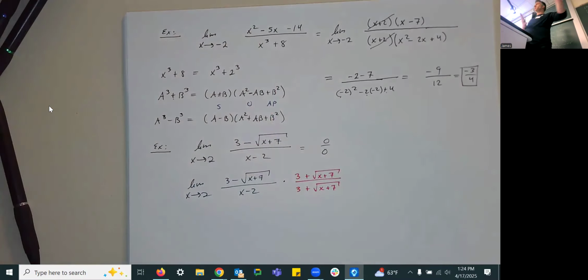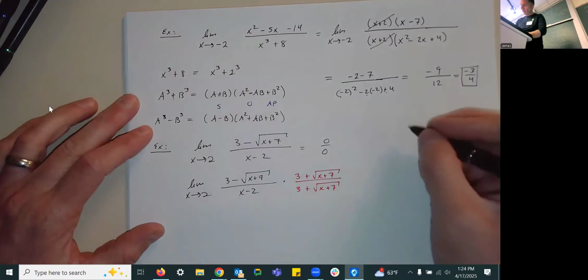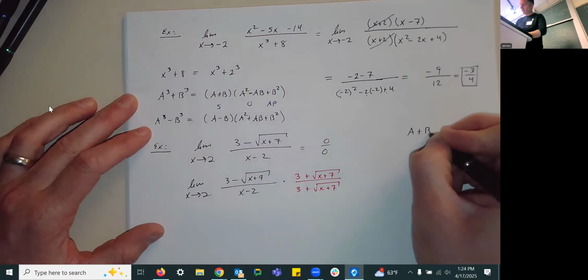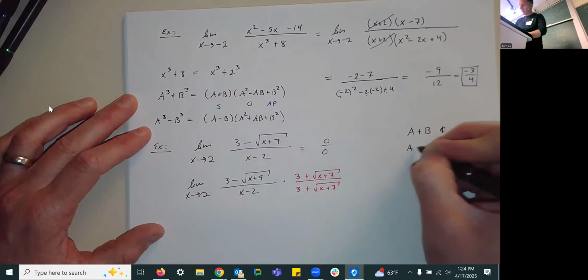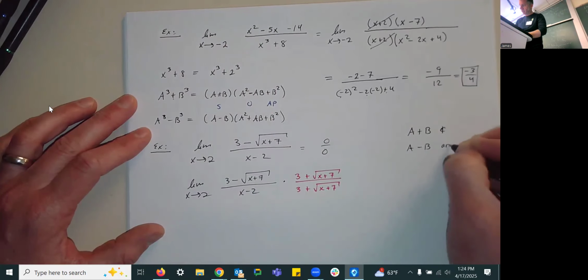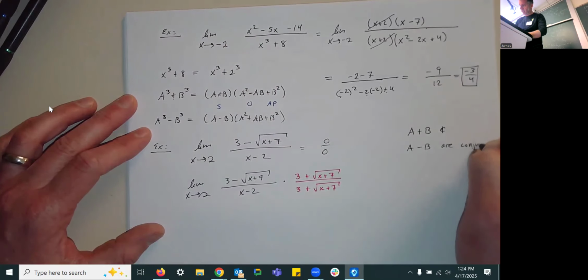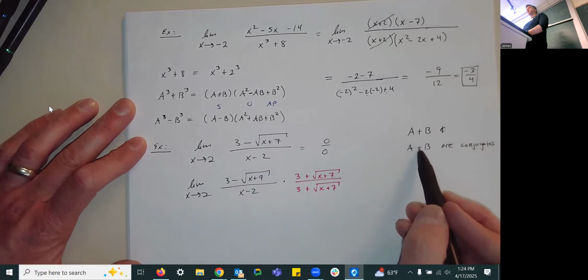Also, just to make sure everyone's on the same page, things are conjugates if it's essentially the same expression, but you've changed the sign from addition to subtraction or subtraction to addition. So more broadly, a plus b and a minus b are conjugates. It's just the same expression, but addition becomes subtraction or vice versa.